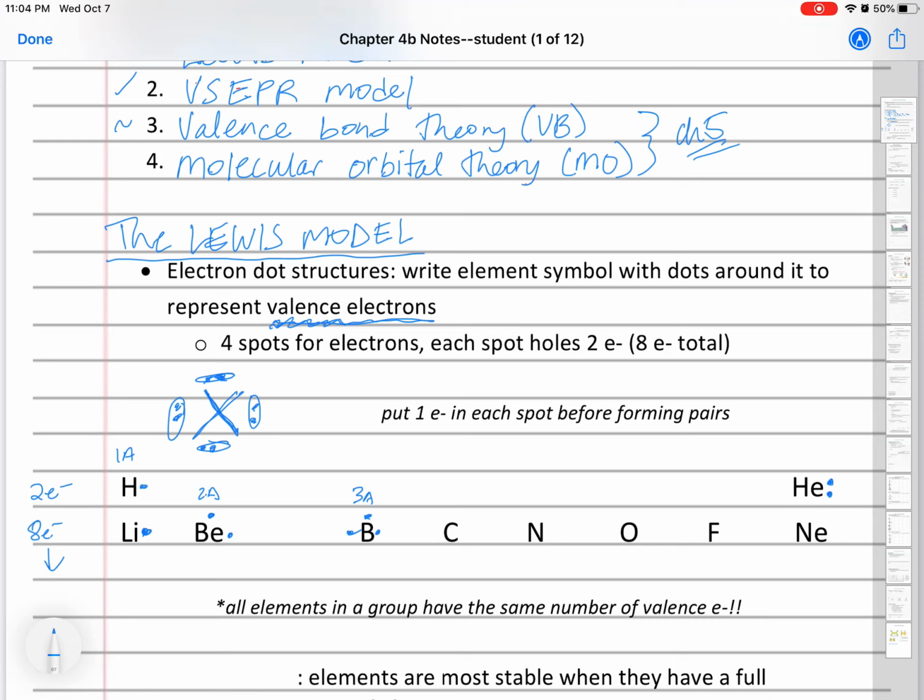Sorry, my dots are a little messy. Carbon is 4A, so its dot structure looks like this. Nitrogen is group 5A, so we're going to do 1, 2, 3, 4, 5. So we've got a pair on top and then 3 singles. Group 6A elements, 1, 2, 3, 4, 5, 6. I know, I like symmetry.